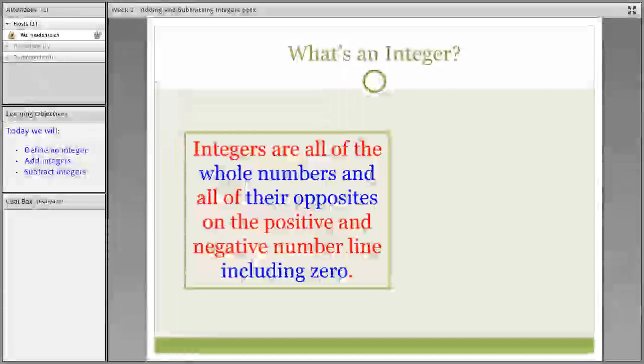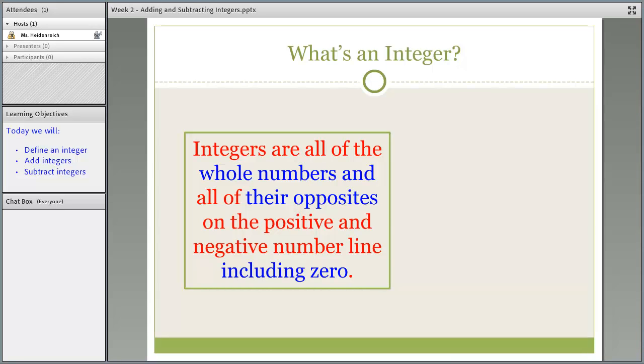integers are all of the whole numbers and all of their opposites on the positive and negative number line, including 0. So basically, we're looking at numbers that are not fractions, not decimals, whole numbers, and their opposites. So we can include negative numbers here, but again, no fractions or decimals. And 0 is also an integer.